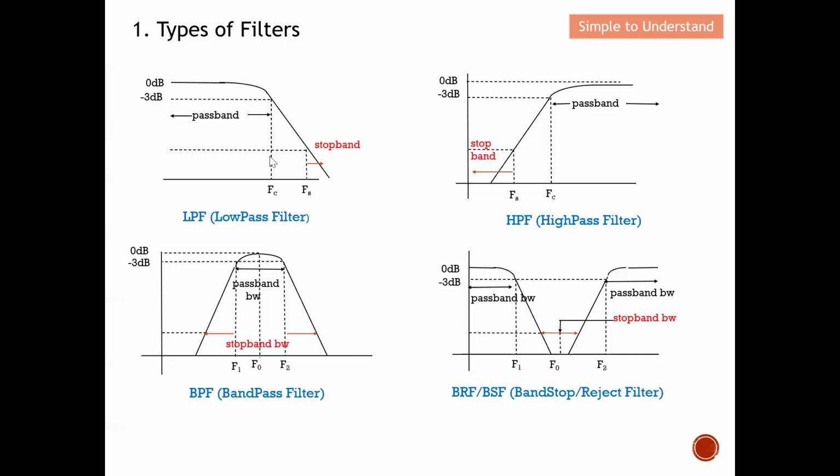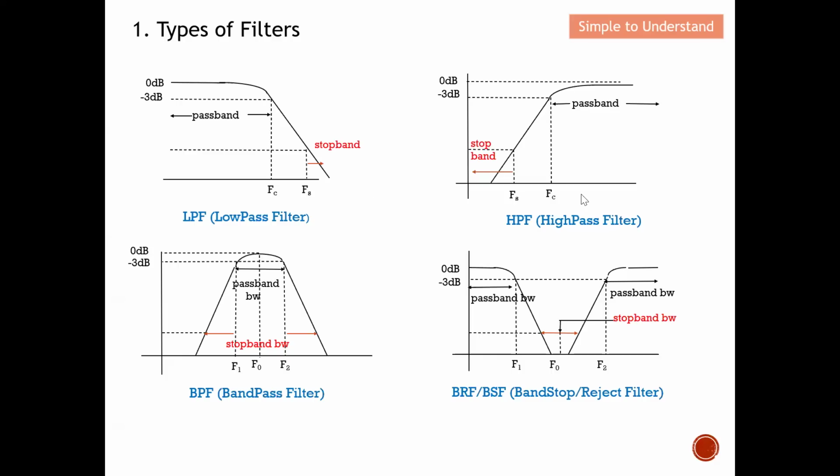As I mentioned earlier on, we actually have 4 types of filter. The first one is the low pass filter, then the high pass filter, band pass filter, and band stop or band reject filter. What are they? They basically allow different frequencies to pass or to stop. For example, a low pass filter allows low frequency to pass while attenuating the stop band at the high frequency.